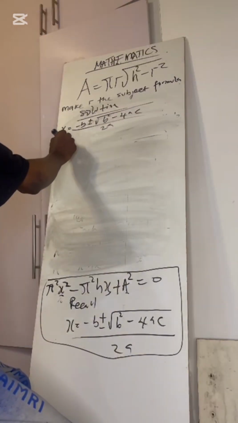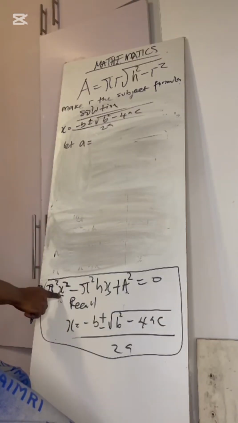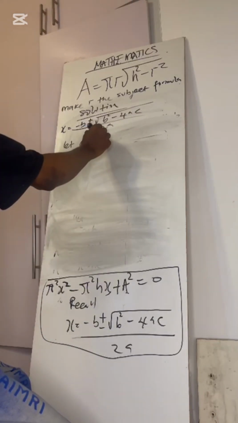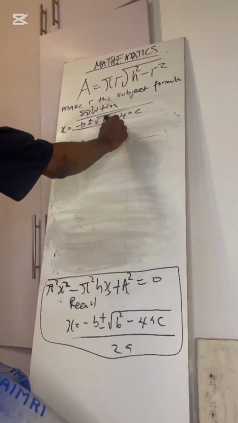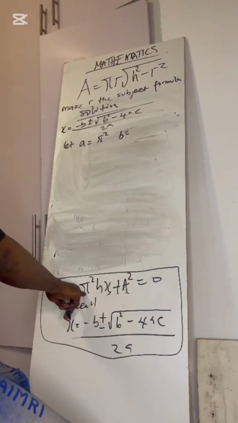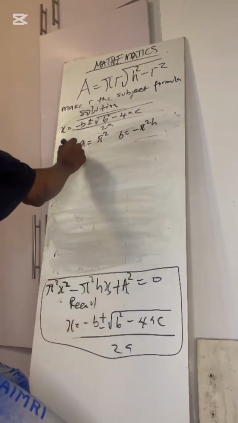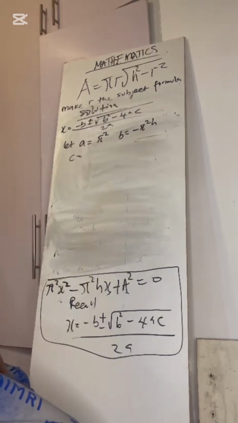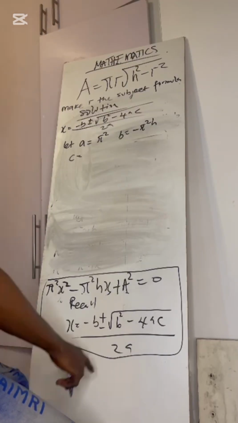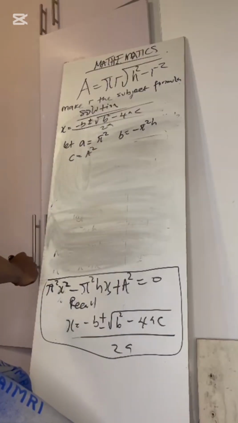So I'm going to say let a be equal to, what's the coefficient of x square? Pi square. And let b be equal to, what's the coefficient of x? Minus pi square h. And let c be equal to, what's the constant now? a square. I have a square, so I can put it here now.